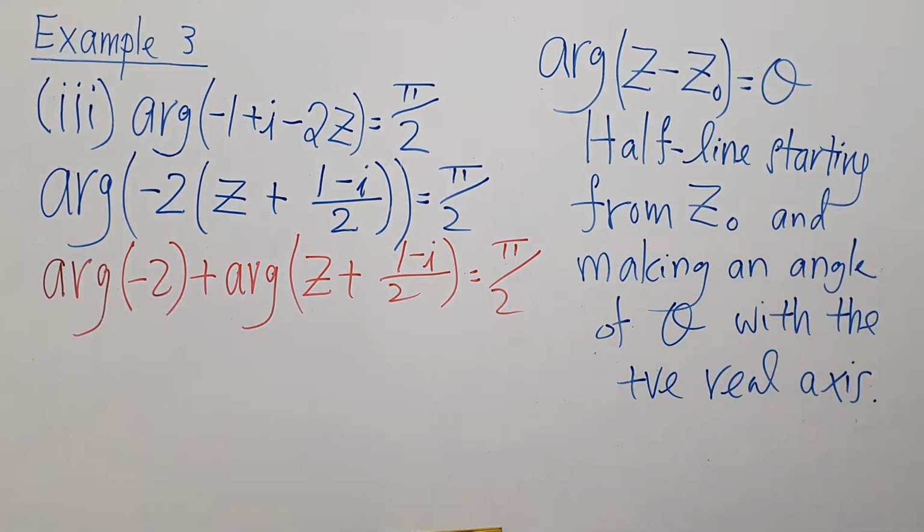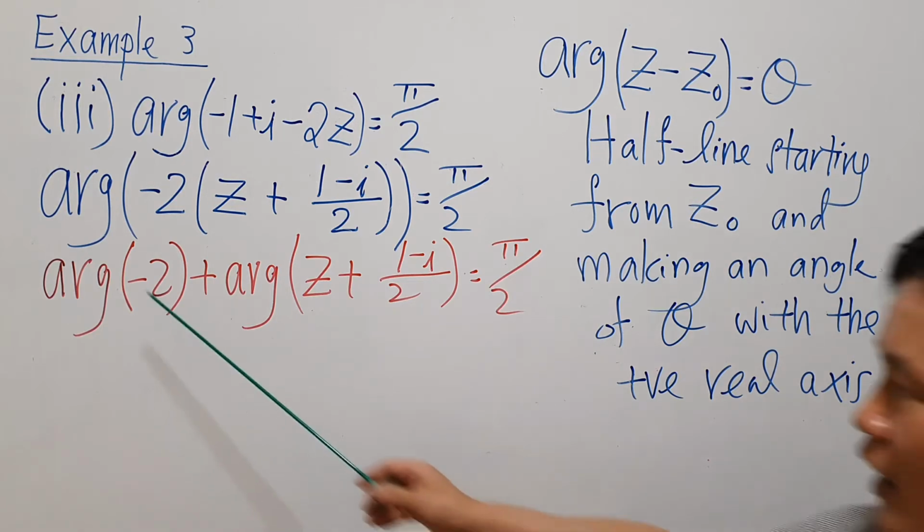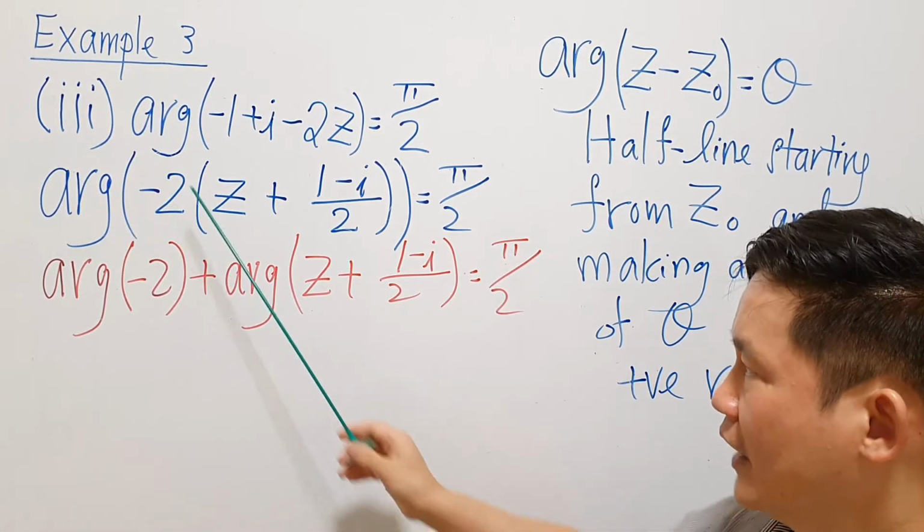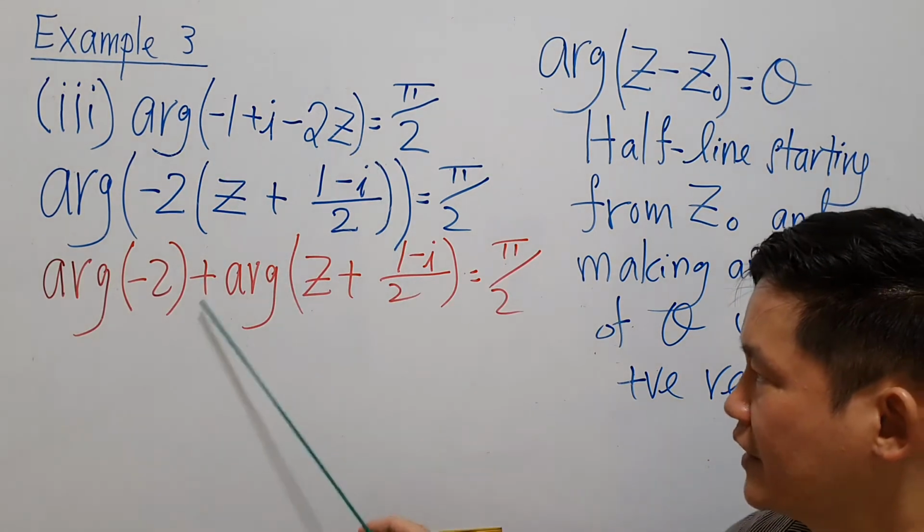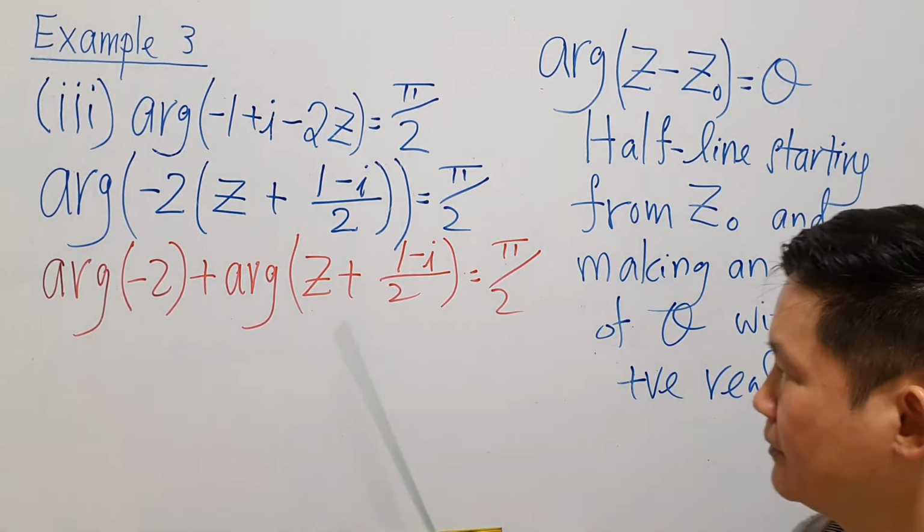So even if you do not know, doesn't matter. Now you learn that this is something about the complex number argument. You want to realize that if you have to find the argument of something times another, it's just simply the sum of the two arguments.